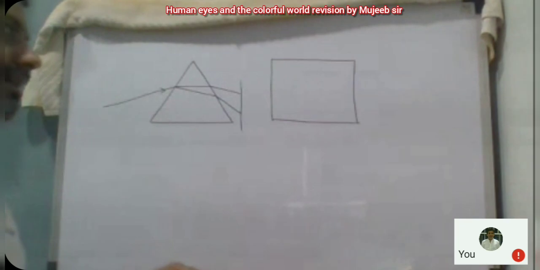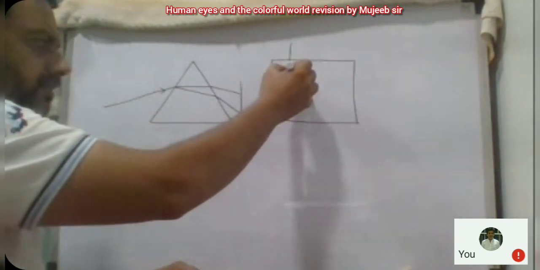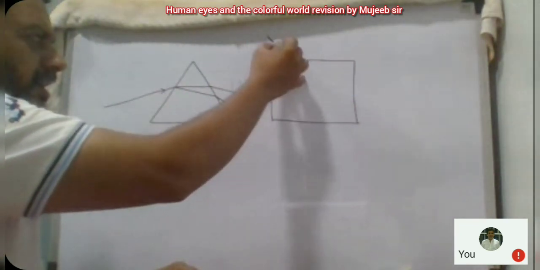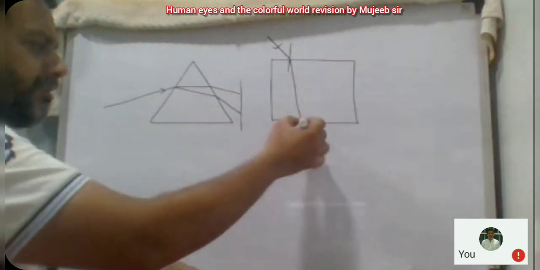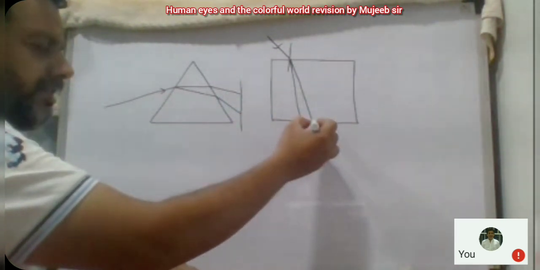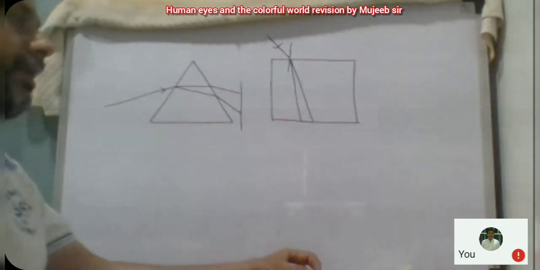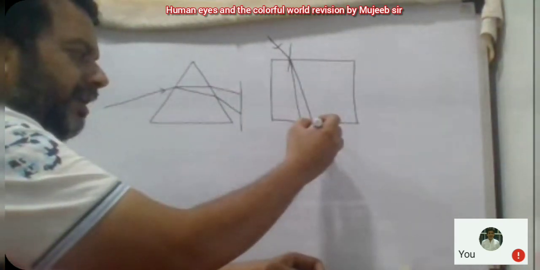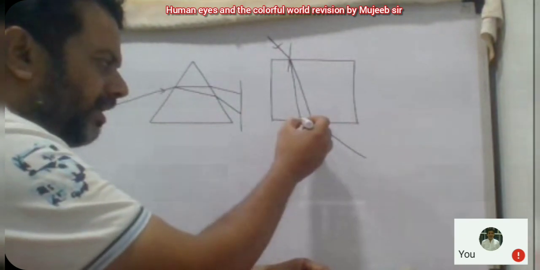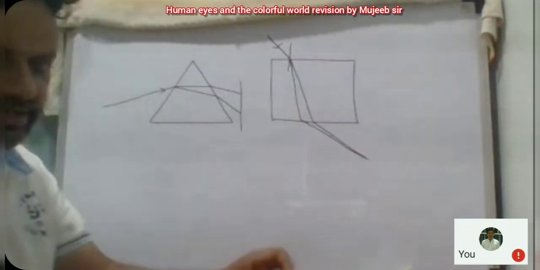But in case of the glass slab, when the light enters from the air to the glass slab, it splits into 7 colors. But at the opposite parallel edge, when the light goes from glass to air, it bends in the opposite direction, and recombines to give the white light.